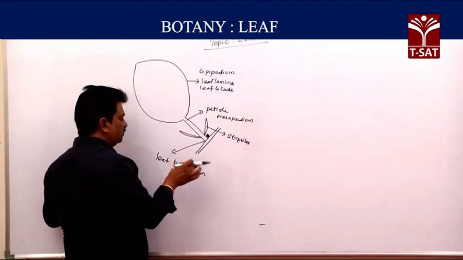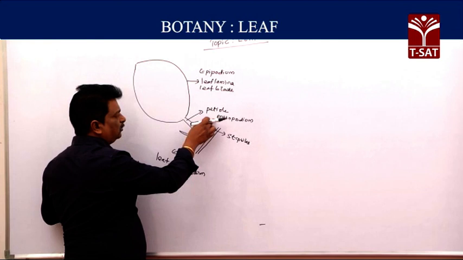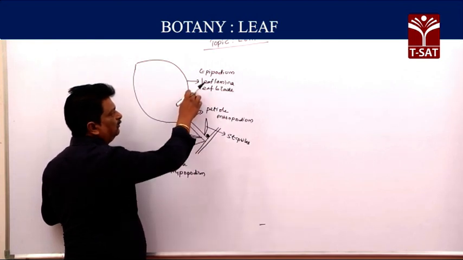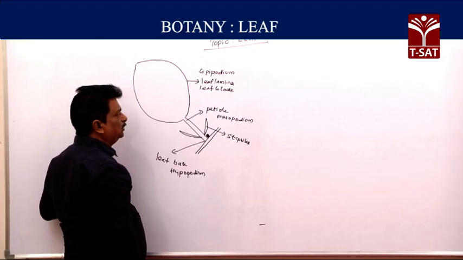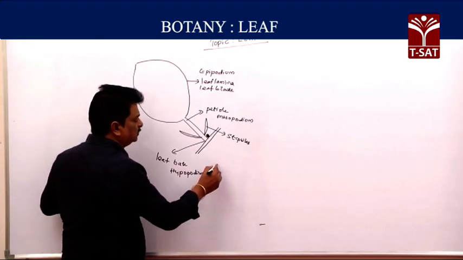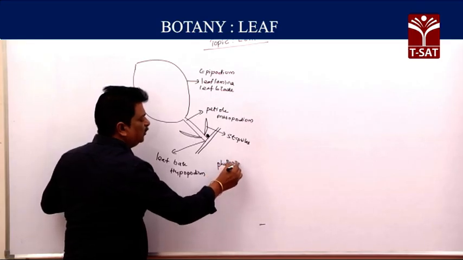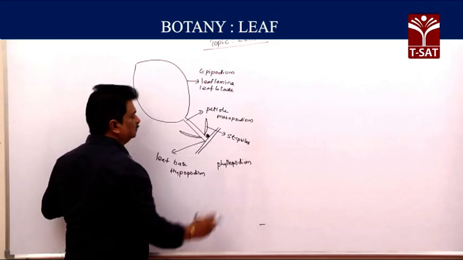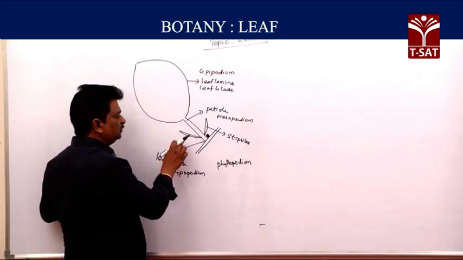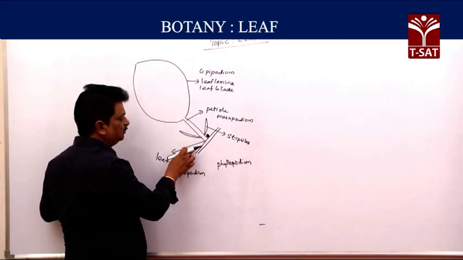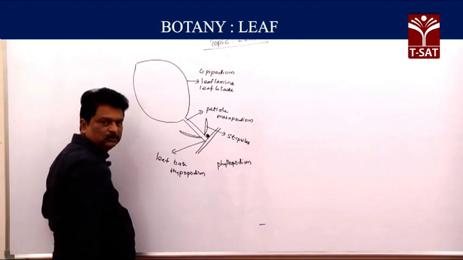So, major parts of leaf: leaf base or hypopodium, petiole or mesopodium, leaf lamina or epipodium, and the entire leaf is called phyllopodium. So, first one, leaf base. Leaf base means the base of the leaf by which the leaf is attached to the stem.